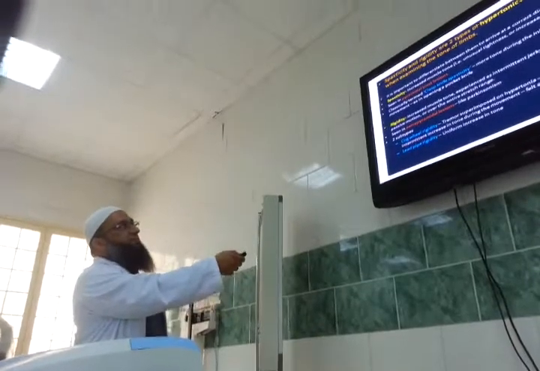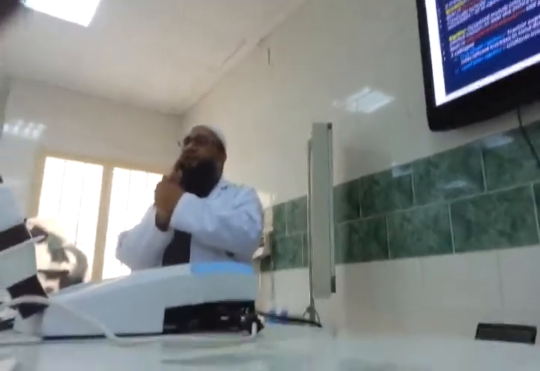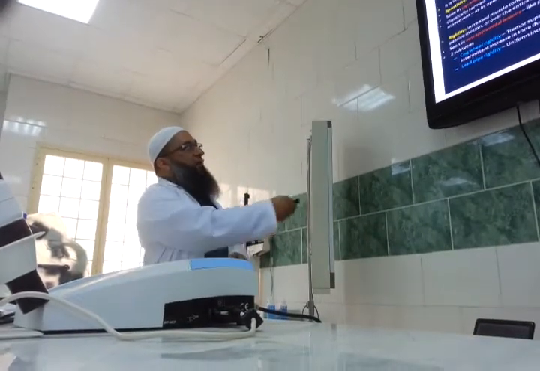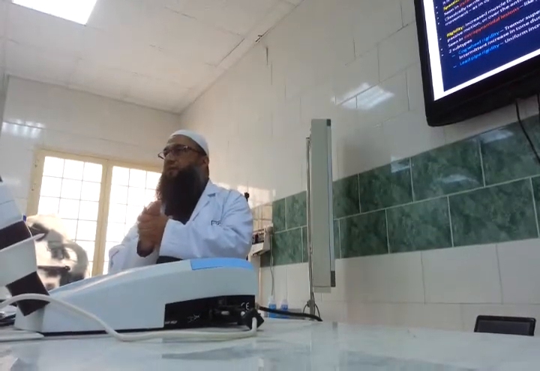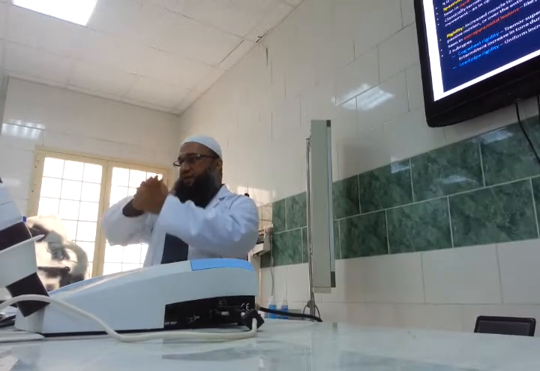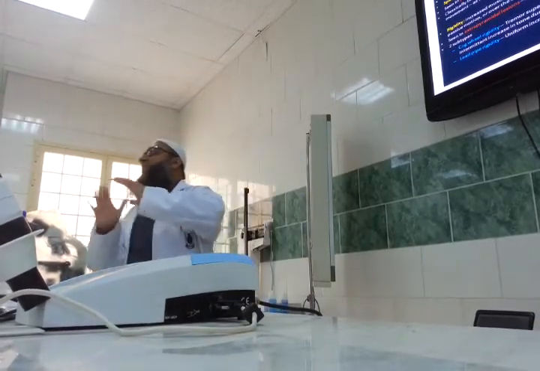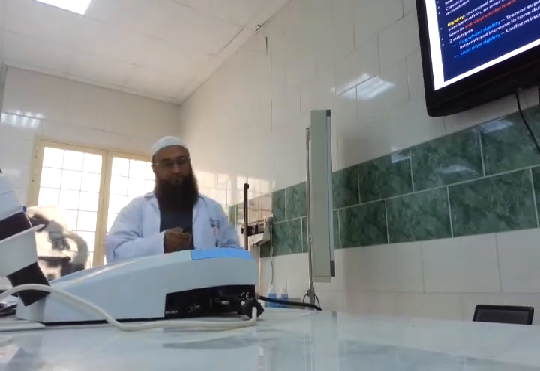So there are three different types. In the first type, in the initial part of the movement you feel a resistance and then a sudden fall of the limb. In cogwheel rigidity, during the examination of the tone you feel a jerky movement as well. And in lead pipe rigidity, throughout the examination you feel the same type of resistance. So I will show you, inshallah.